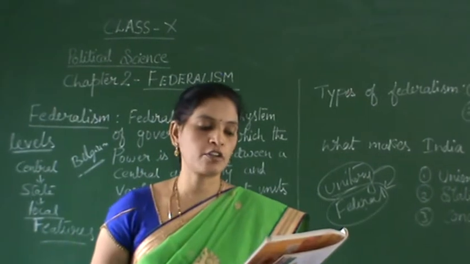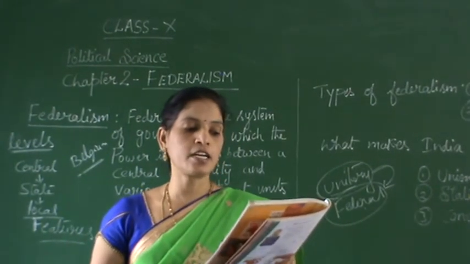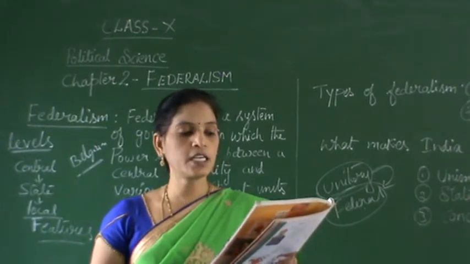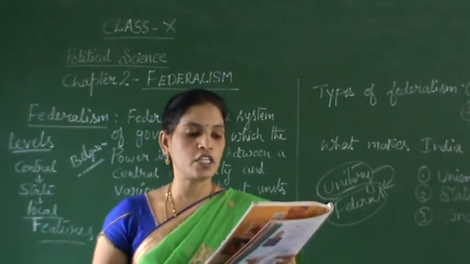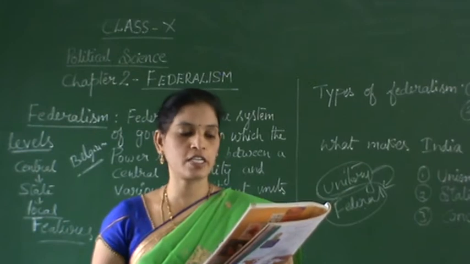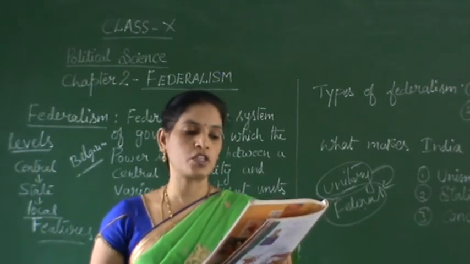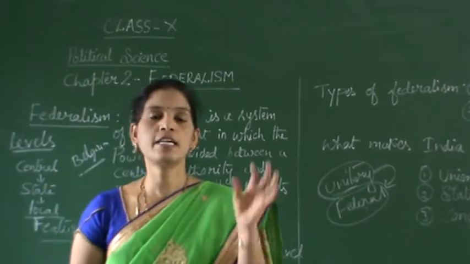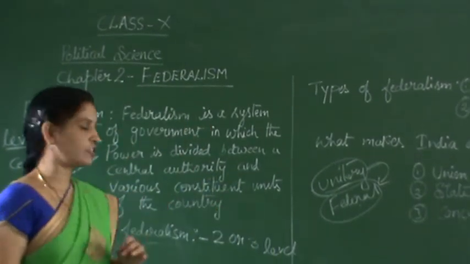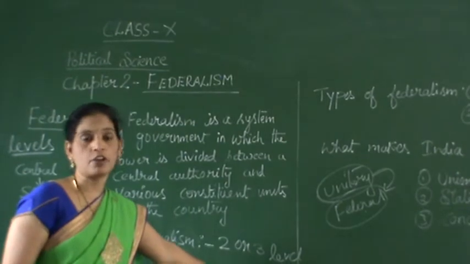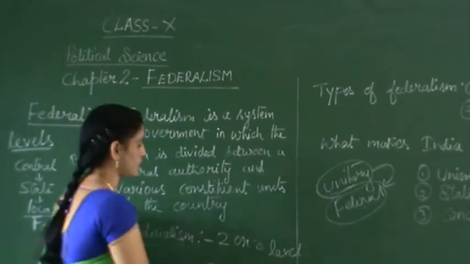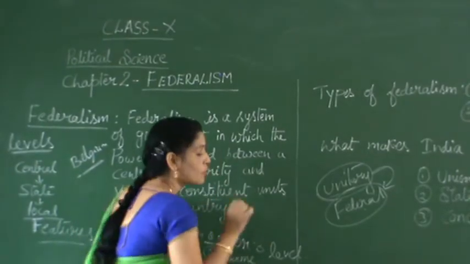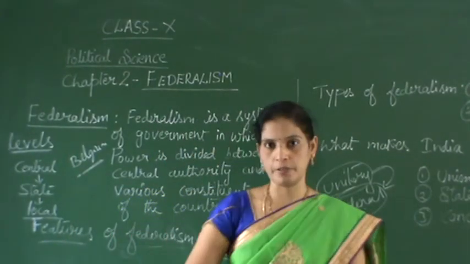The next feature of federalism is that different tiers of government govern the same citizens, but each tier has its own jurisdiction in specific matters of legislation, taxation and administration. Try to understand here: different tiers of government govern the same citizens. The second feature is that it is the same citizens who are being governed.